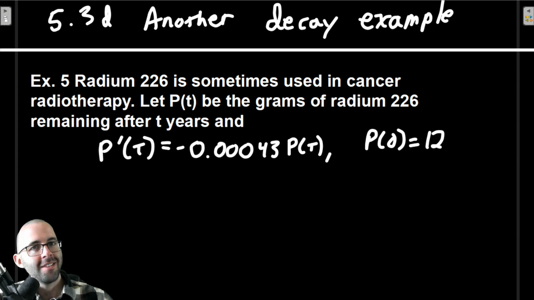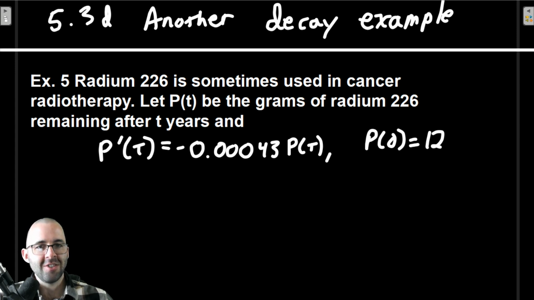Bonus example video. So here we're talking about radium-226. Again, this is a radioactive isotope of the element radium, and it's sometimes used in cancer radiotherapy. So let's say that we have P of T grams of this element remaining after T years. There's this relationship, this differential equation, just like the first video.